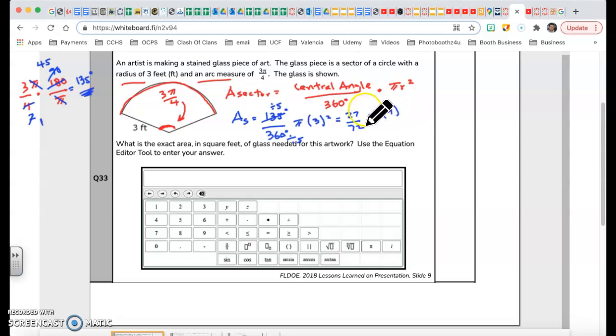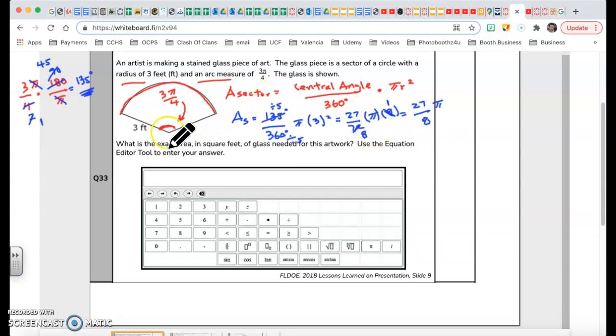All of them are multiplied. Can I reduce more? Yes. I keep the 27 on the top for now, and then I can divide by 9. 9 divided by 9 is 1. 72 divided by 9 is 8. So I have 27 over 8 pi. And that's the area.